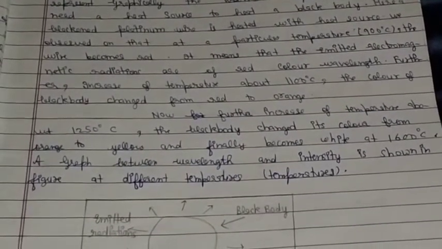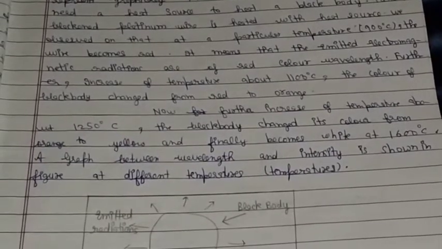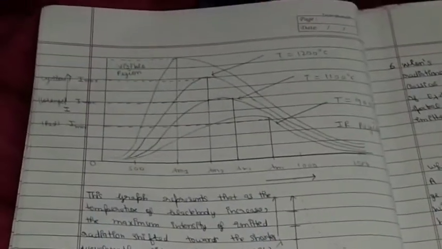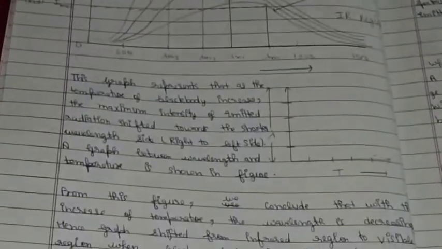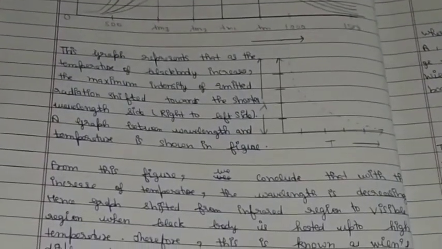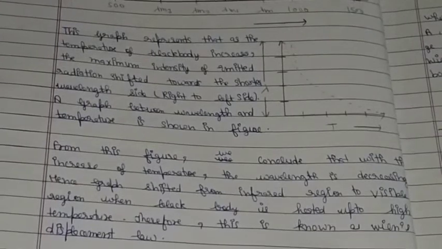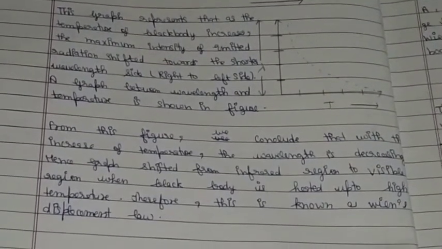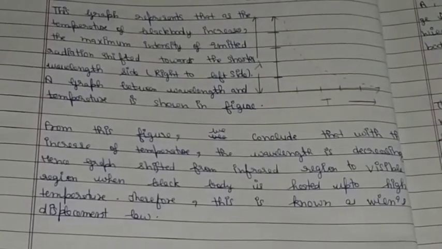A graph between wavelength and intensity is shown in the figure at different temperatures. This graph represents that as the temperature of the black body increases, the maximum intensity of emitted radiation shifts towards the shorter wavelength side, from right to left.